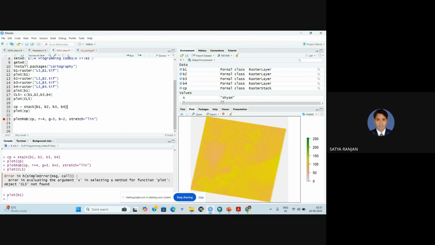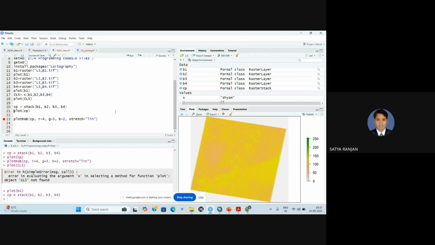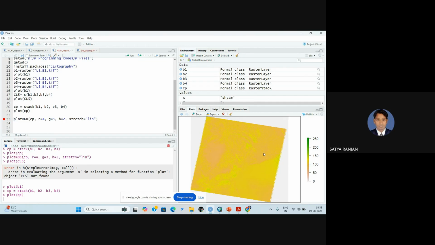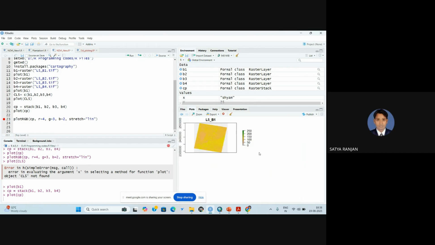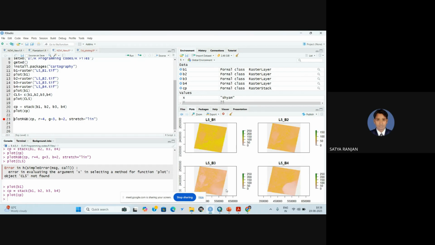Just run this and plot CP. It is displayed on the right side. This is band 1, this is band 2, this is band 3, and this is band 4. All these bands have different spectral reflectance from 0 to 255. The maximum value is 0 to 250, for band 2 it is 0 to 150, then 0 to 250, then 0 to 250. So these are the four bands.